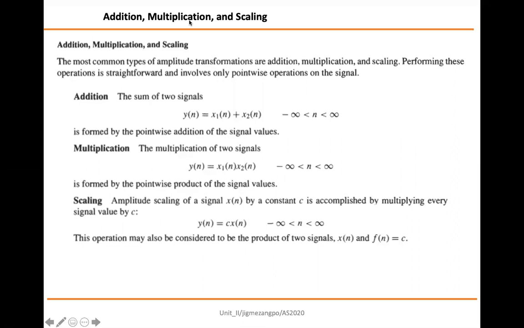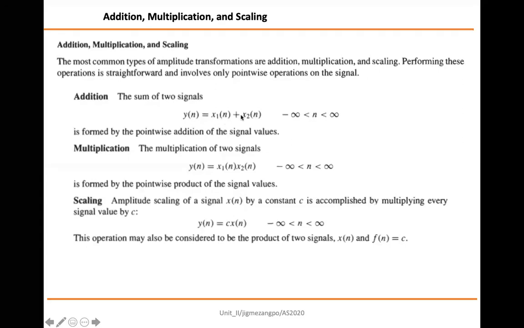Now you have addition, multiplication, and scaling. The most common types of amplitude transformation are addition, multiplication, and scaling. Performing these operations is straightforward and involves only point-wise operations on a scale. Now addition: the sum of two signals is given by y of n equal to x1 of n plus x2 of n, where n ranges from minus infinity to positive infinity, and is formed by point-wise addition of the signal values.